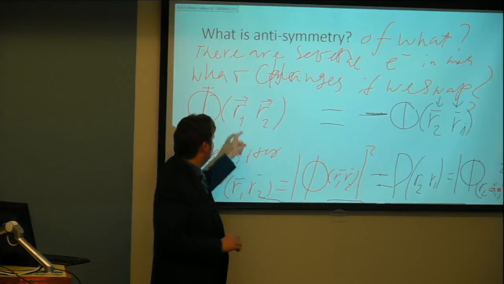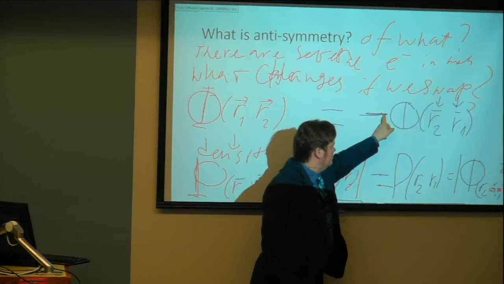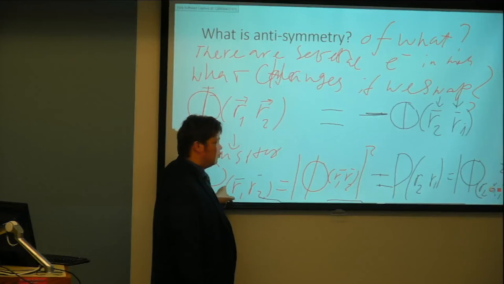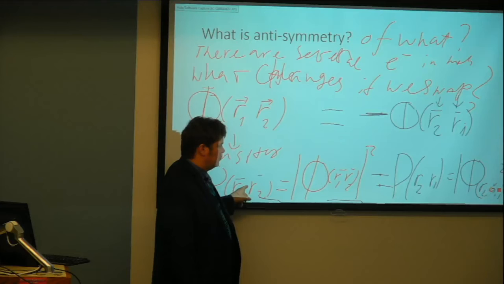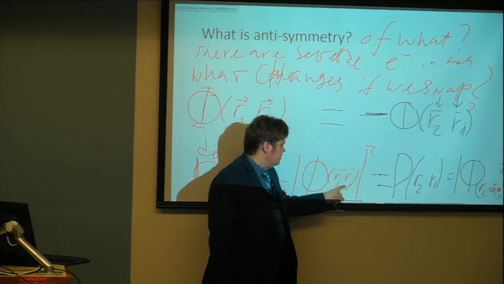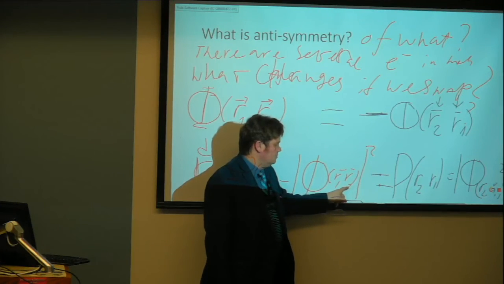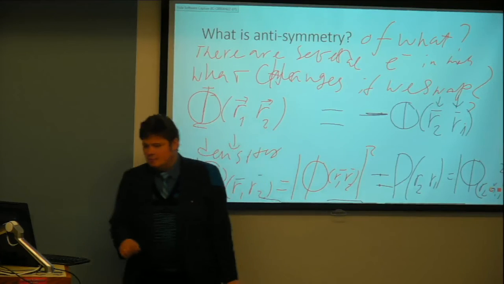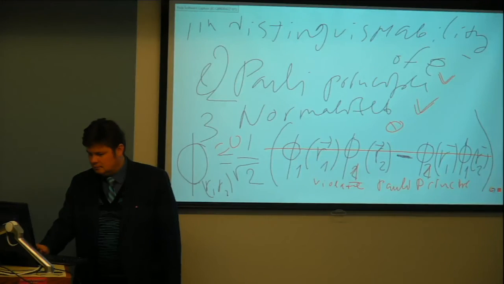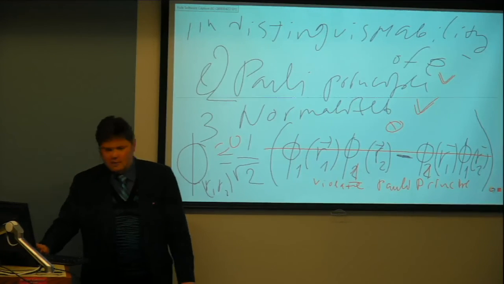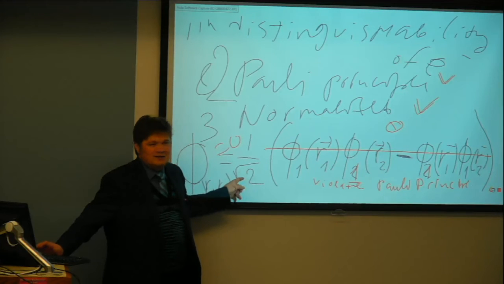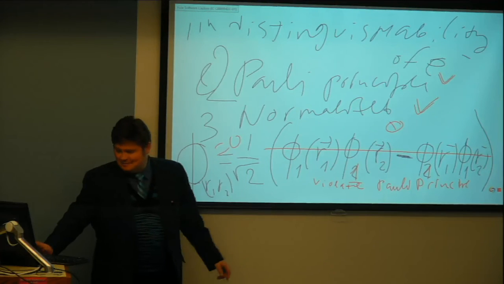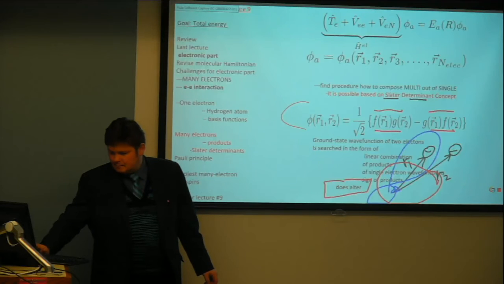So swapping the order of electrons changes the sign, but the probability distribution for the swapped electrons will be the same, because probability is the absolute value squared. I was trying to violate the Pauli principle once again, and I failed. Okay.